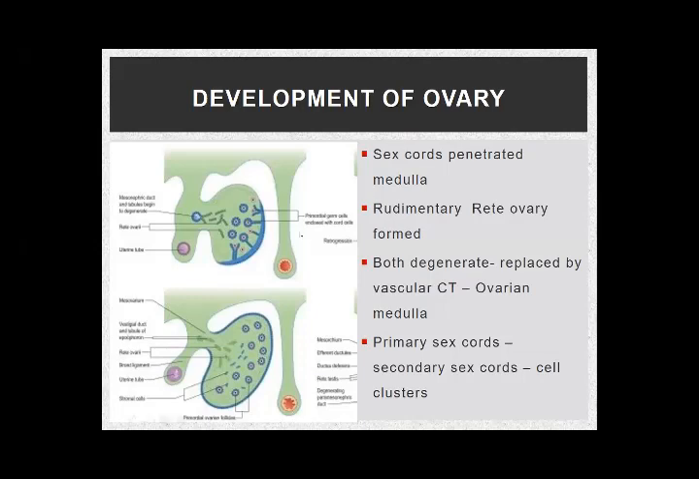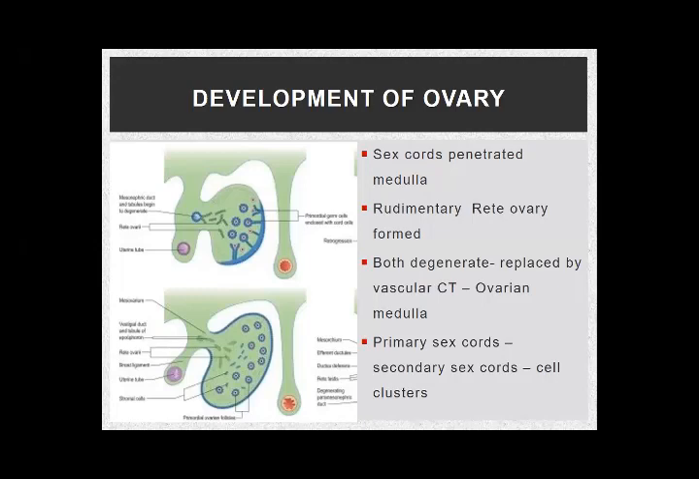Sex cords हमने बना दिए. हमने कहा था surface epithelium थी that penetrated deep into the connective tissue of the developing gonad. ठीक है? और उस developing gonad में males में it was the medulla that was developing very rapidly. Surface पे जो cords थे they degenerated और एक thick tunica albuginea बन गया. Now what happens in the females?